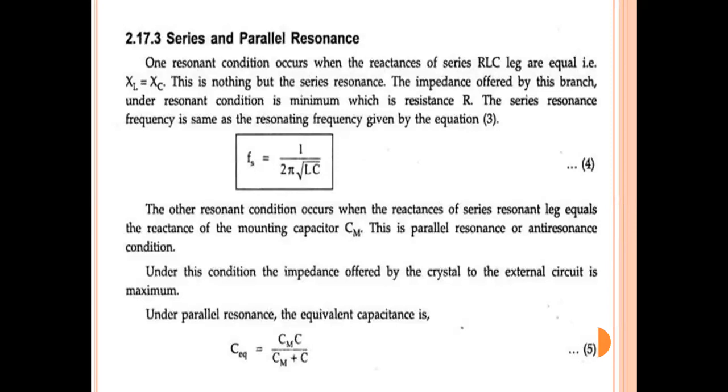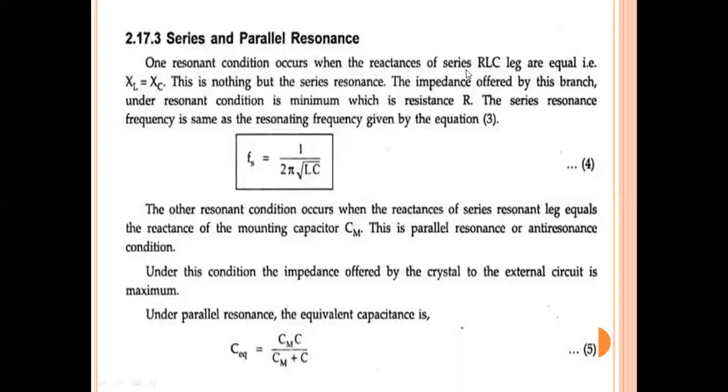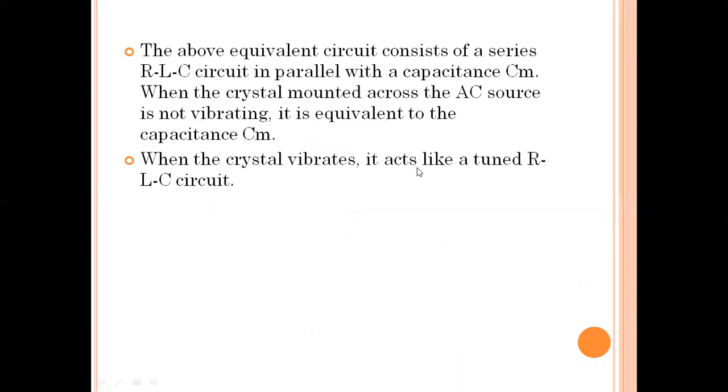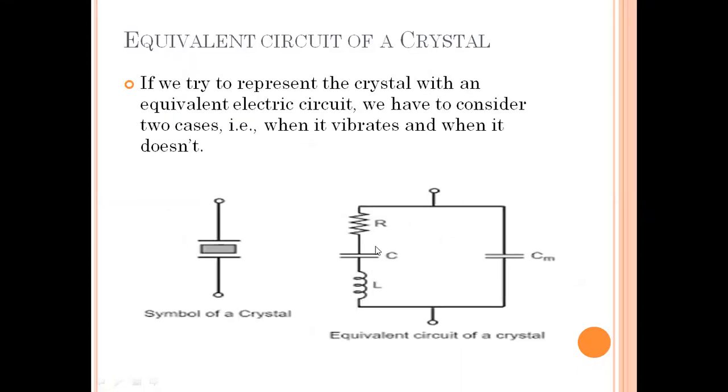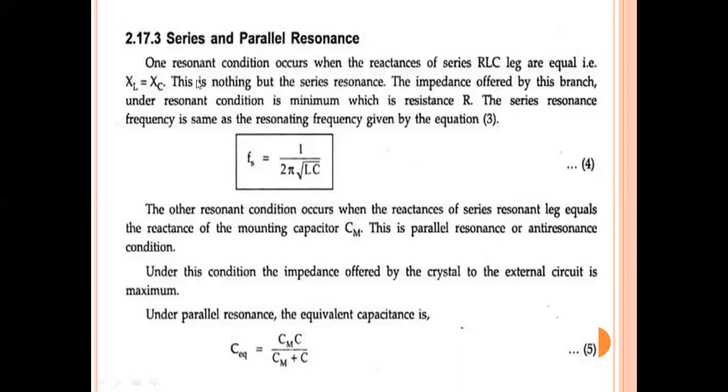One resonant condition, the series resonant frequency Fs, occurs when the reactances of the series RLC leg are equal, that is, XL equal to XC. When the inductor reactance is equal to the capacitor reactance, XL equal to XC, then we get the series resonant frequency.